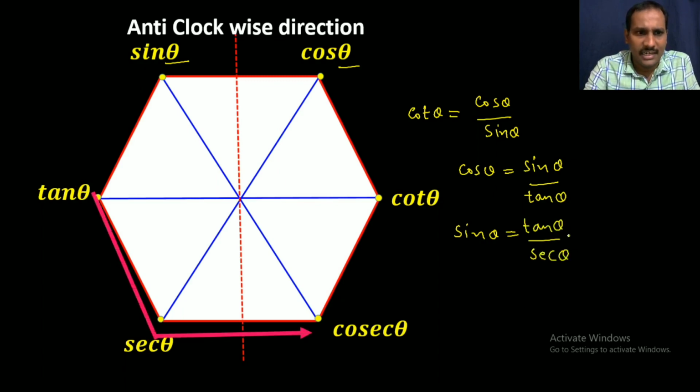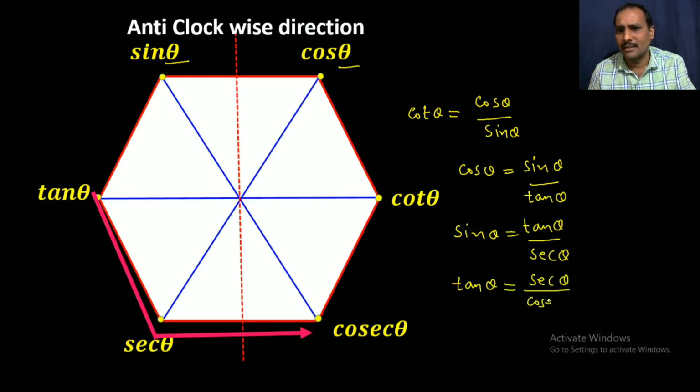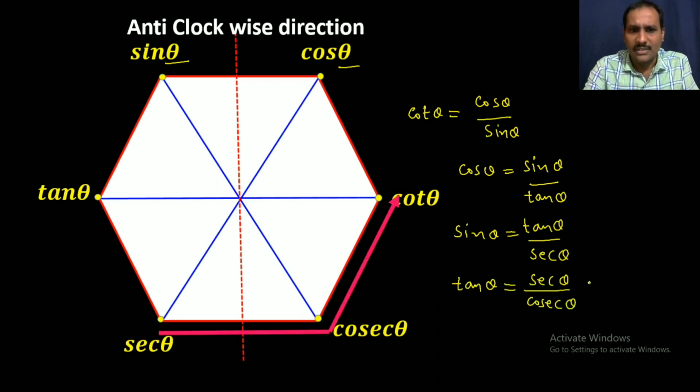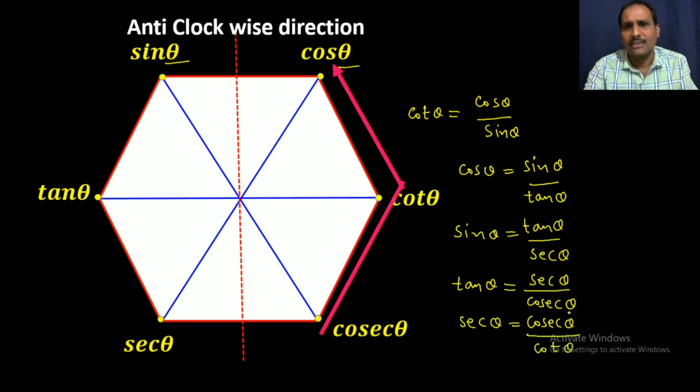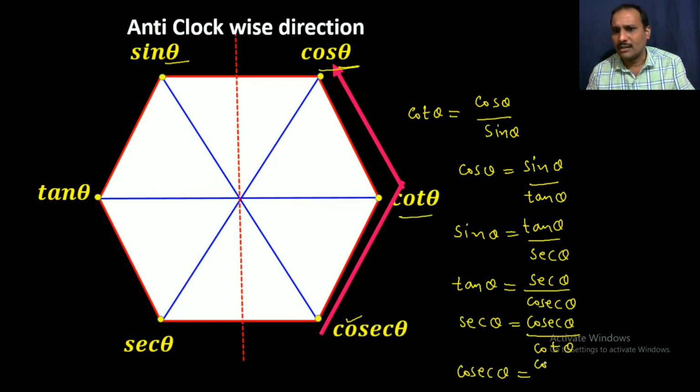Can you guess the next one? Yes, it is starting with tan. Tan theta is equal to secant theta by cosecant theta. Now secant theta. Secant theta is equal to cosecant theta by cot theta. So what is remaining? Yes, cosecant theta is equal to, the first one is equal to second by third, that is cot theta by cos theta. So these are the relationships between the trigonometric ratios.